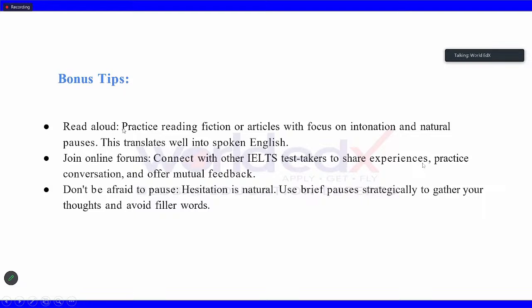Now, while doing practice, you can read aloud. Practice reading fiction or articles with a focus on intonation and natural pauses. This translates well into spoken English. Join online forums and connect with other IELTS test takers to share experiences, practice conversation, and offer mutual feedback. Like you can connect with your friends, with your batchmates. You can generally talk with each other, and you both can provide feedback to each other.